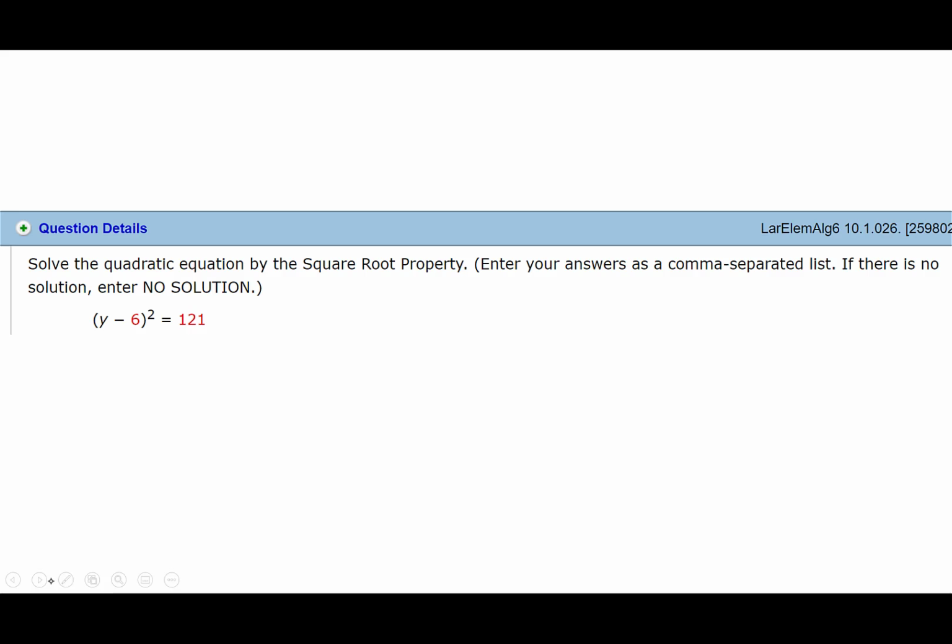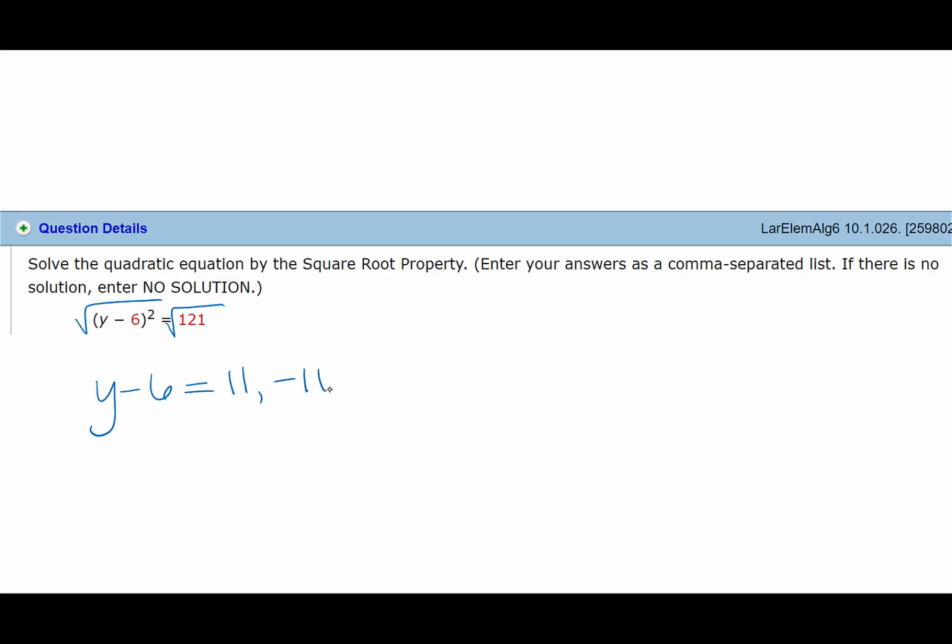Okay, let's try that again. This time there's a binomial being squared and it is already isolated. And so we can start this problem off by drawing a radical symbol over both of them. The left side will be the binomial y minus 6. The right side, the roots of 121, is a positive 11 and a negative 11. We can't enter that answer in as is because we want to solve for y, not y minus 6.